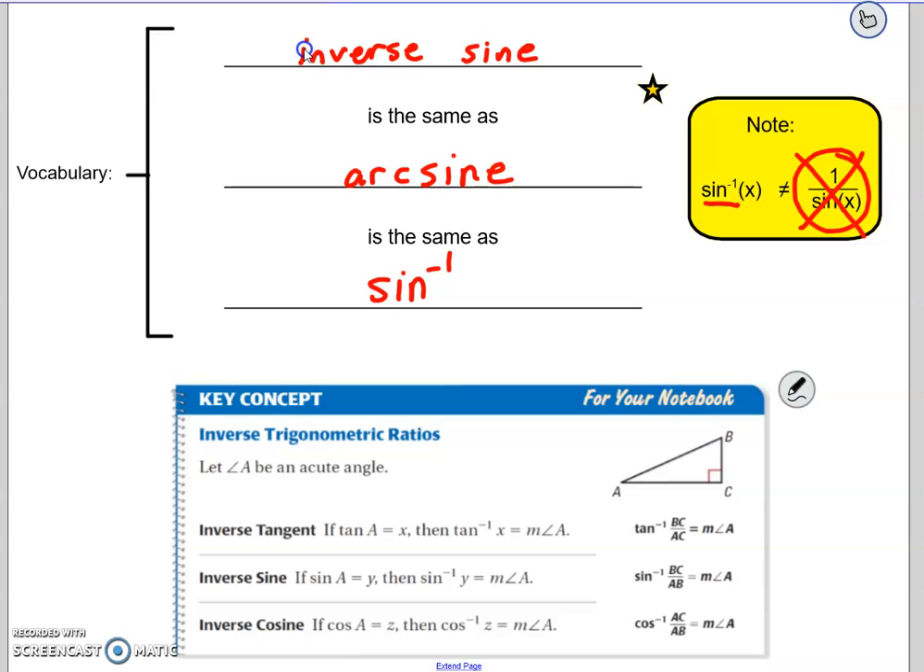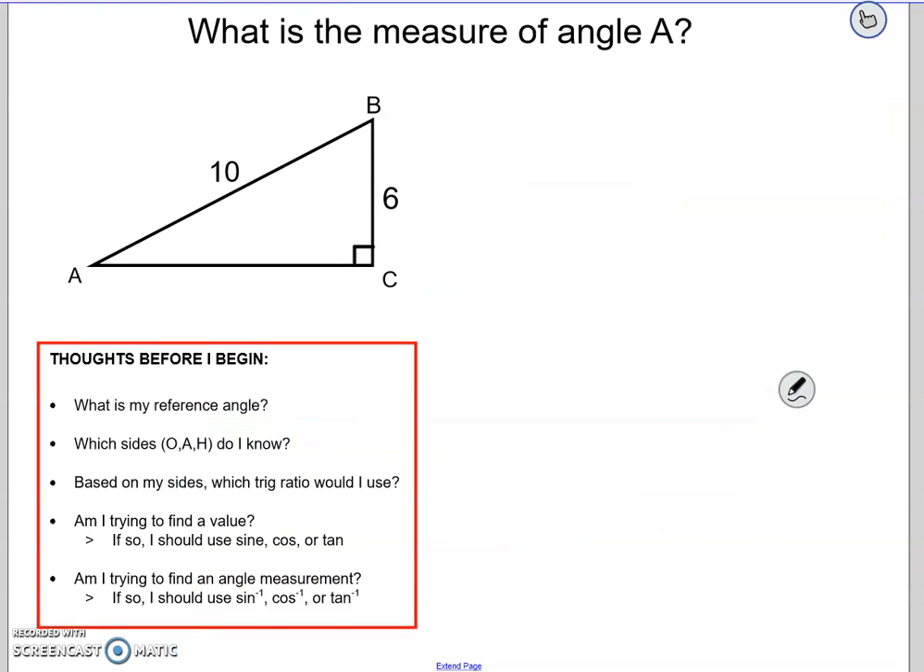Remember, inverse trig ratios are talking about a specific value. If you talk about the tangent of an angle, it gives you a value. If you're talking about the arc tangent or the inverse tangent of a specific value, it'll give you an angle measurement. That's the idea of the reverse operations that we've already talked about. So let's start putting that into practice now.